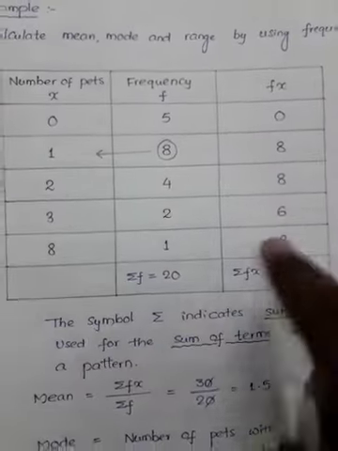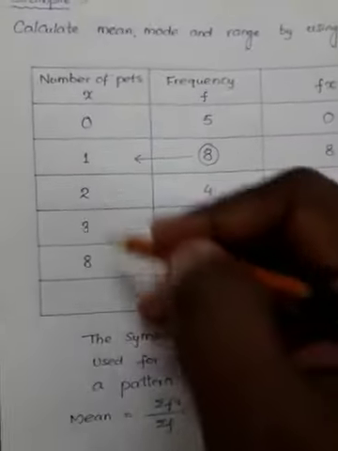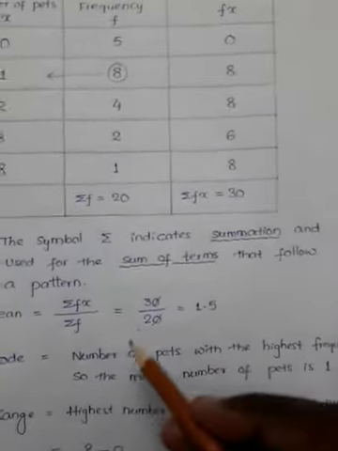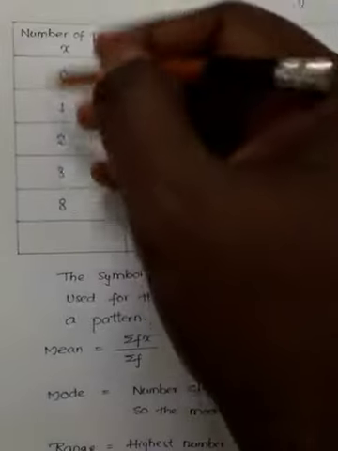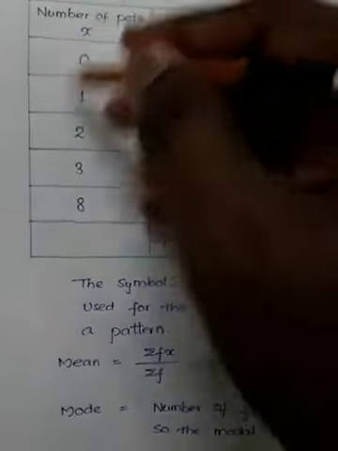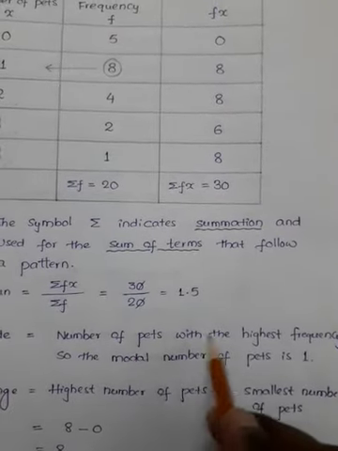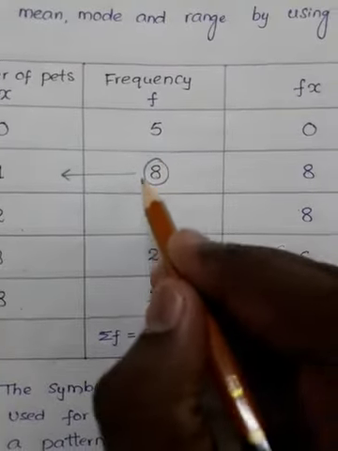So whenever two columns are given, you have to add one more column and one more row. No need to add the number of pets. Now find out the mode. How to find the mode? Remember, the value of the mode comes from the number of pets, but by looking at the highest frequency. Number of pets with the highest frequency. So look at this one, which is the big number? 8 is the big number.